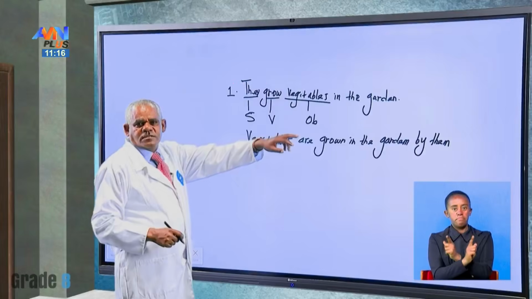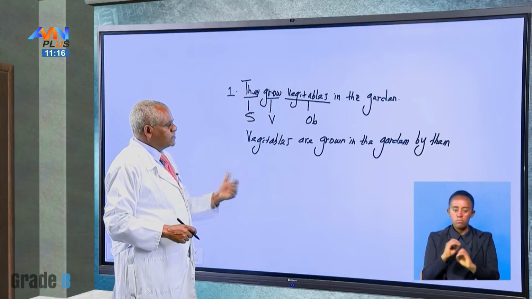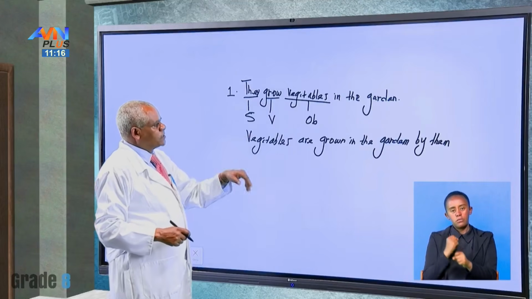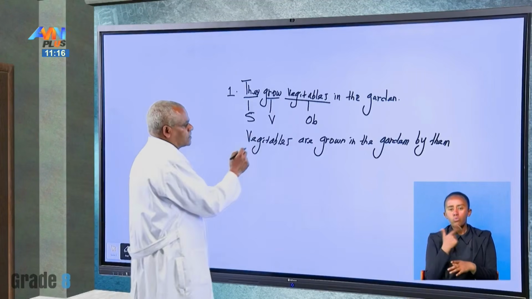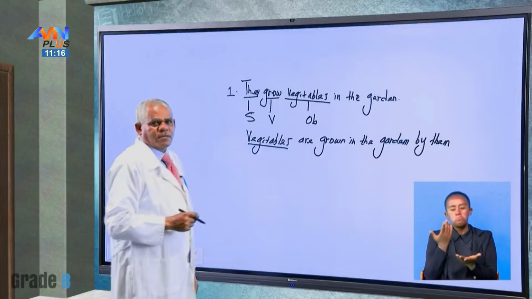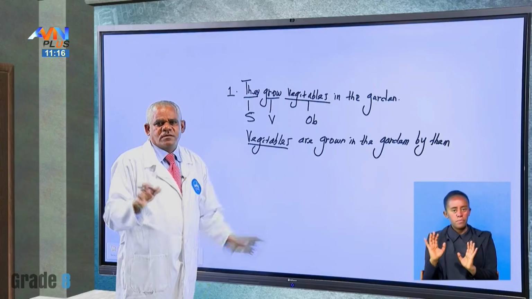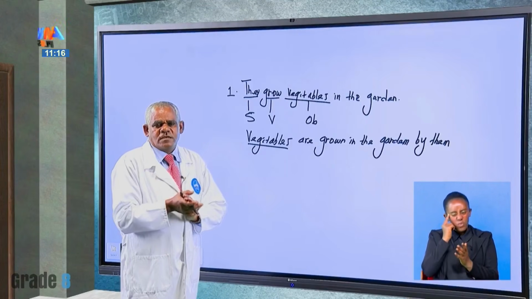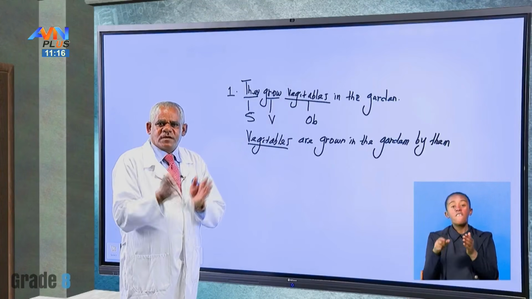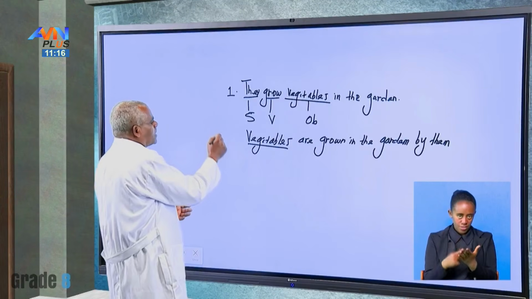That's why our concern is not talking about the doer of the action, rather the action that is taking place. So vegetables are grown in the garden by whom? We don't care. We don't mind who is growing those vegetables. It's not our concern. Our concern is whether the vegetables are properly grown in that area or not. That's why it is a passive form.